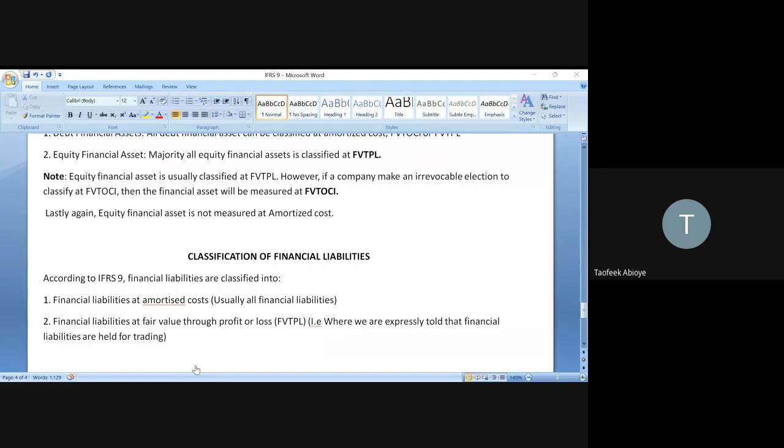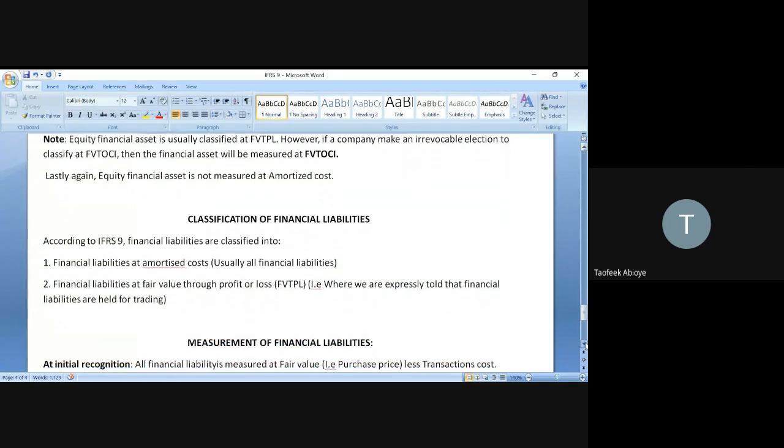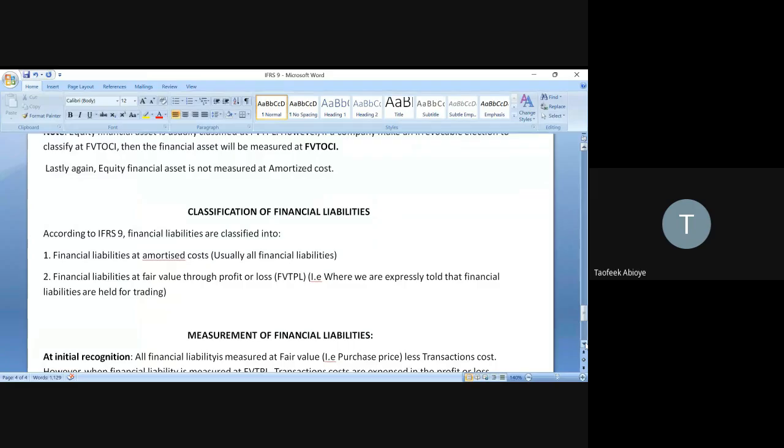So now let's move to our financial liability. Financial liability can be classified into two: financial liability at amortized cost, then financial liability at fair value through P or L. Financial liability does not have fair value through OCI. Please let's take note. It only has amortized cost and fair value through P or L.